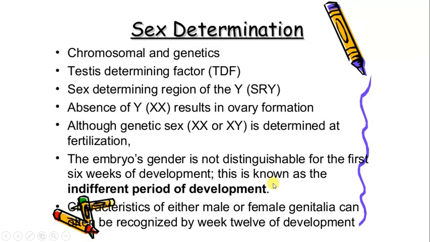So it is at the 12th week that, from ultrasonography or other means, we can determine the sex of the embryo. But up to the 6th week, it is an indefinite period of development, so we cannot say where it will go. But we should keep in mind that it is the SRY gene on the Y chromosome, the presence of the Y chromosome, that determines the sex of the embryo, which will further show itself.